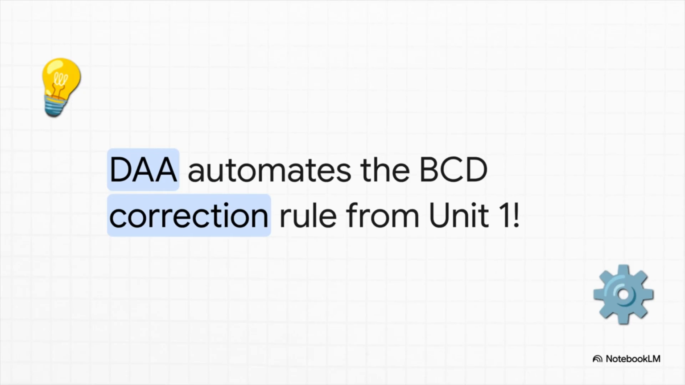It physically checks the flags and the accumulator for you, and if a nibble is greater than 9, it automatically applies that +06H correction rule. You are essentially using a single assembly command to automate the math you had to do by hand back in Unit 1. How cool is that?